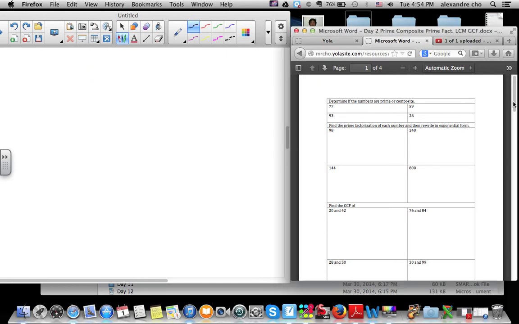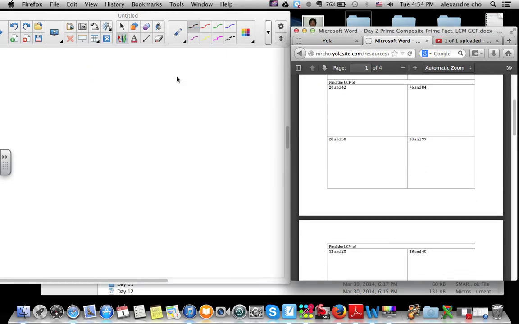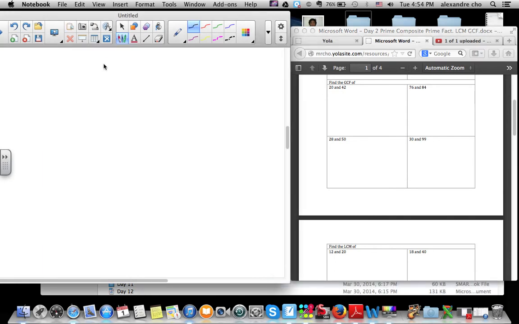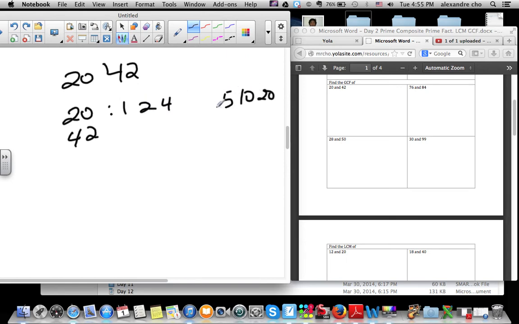Okay, that's easy. I'll just lower that page a little bit. GCF. So you got choices here. You can list them. You can do the slide method. So let's do a little bit of it. This one, let's list them. Okay, I'll interchange depending on how big the number is. 20. 1 and 20. 2 and 10. 3, no. 4, yes. 4 and 5. 6, no. 7, no. And that's it.